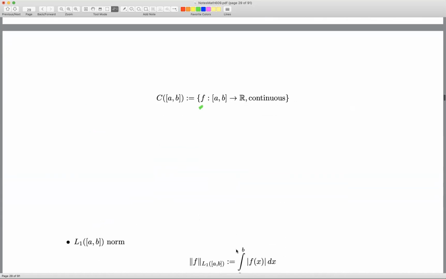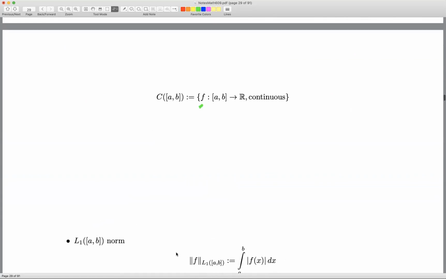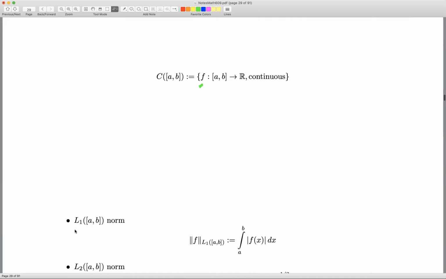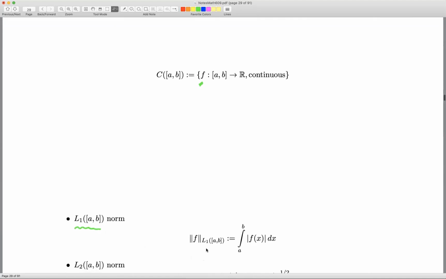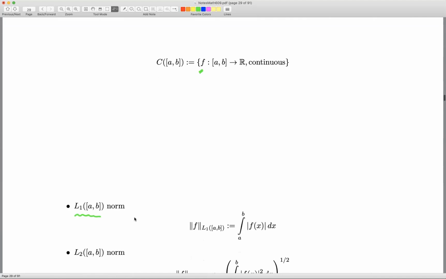So for each of these sets, which are vector spaces, we can define a norm. So the L1 norm of a function f, or equivalence class f, that belongs to L1 AB, is defined by the integral from A to B of the absolute value of f of x dx.